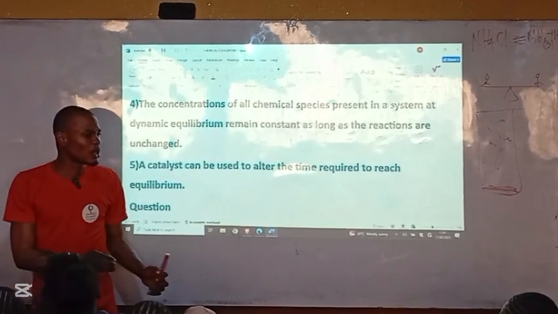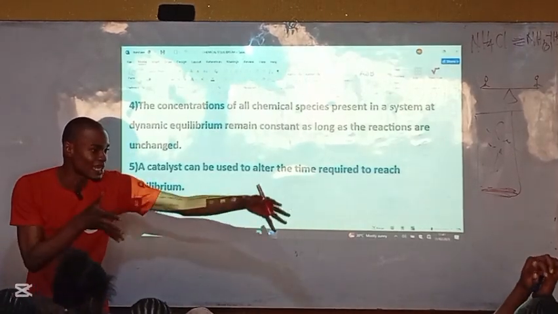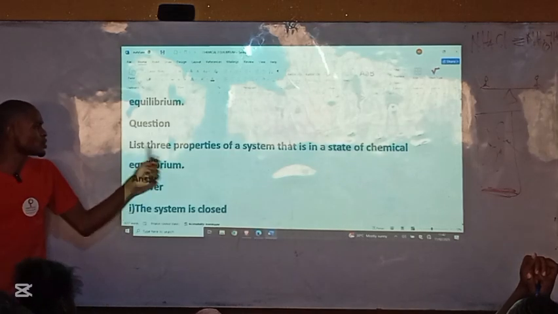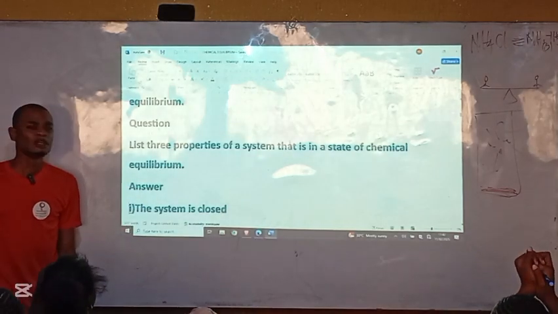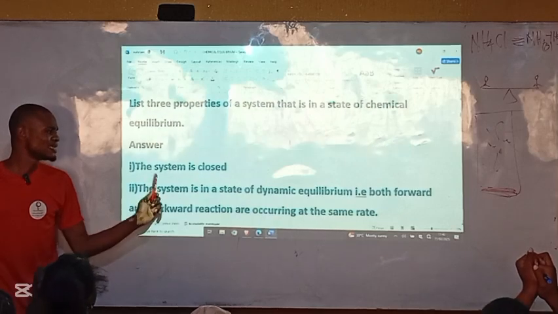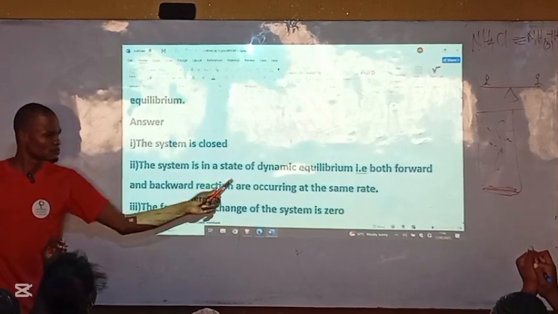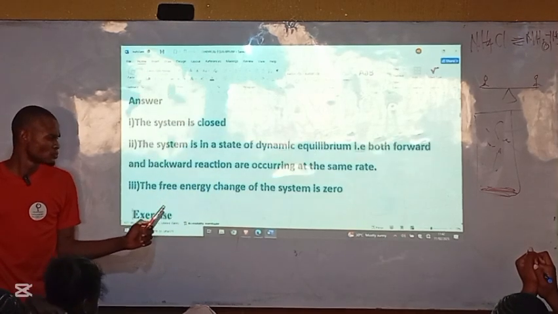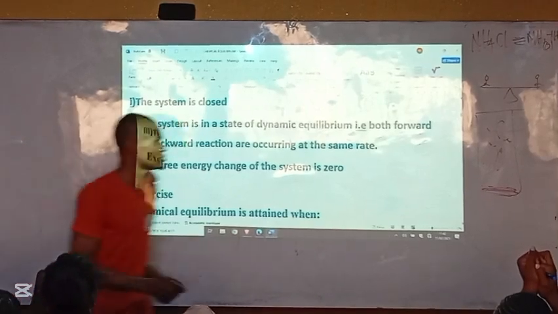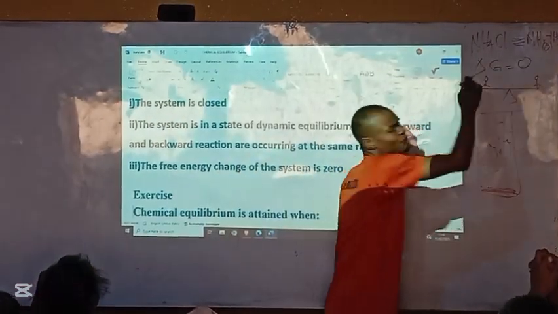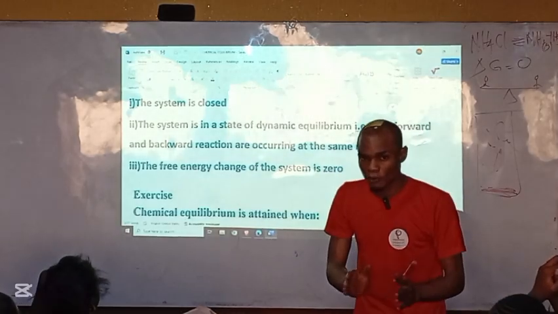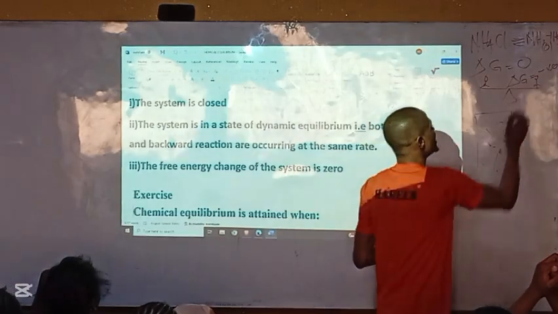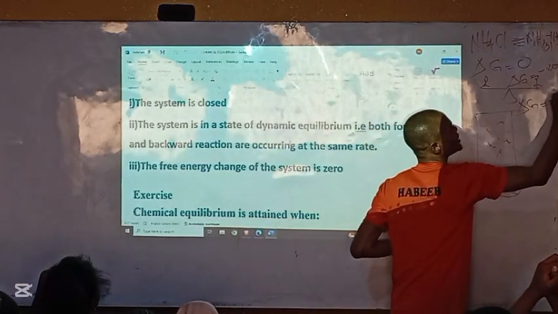A catalyst does not change the position of equilibrium. It only helps you achieve equilibrium in less time. That's what a catalyst does. Question. The system must be closed. I told you that if the free energy change is zero, that is in what? Equilibrium. What if free energy is negative? The reaction is spontaneous. If free energy is positive, the reaction is not spontaneous.